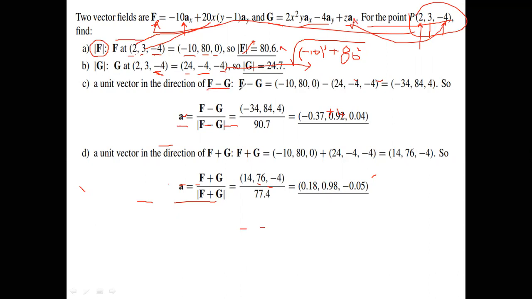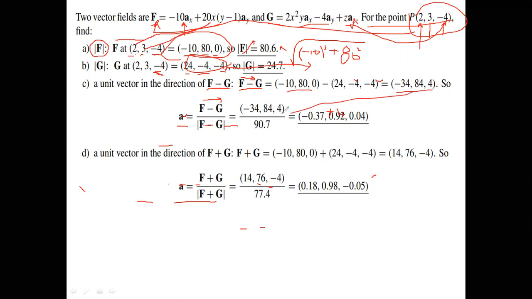Okay, so f minus g, first we have to find the vector f minus g. This is f from here, and this is g vector. So we have to find the f minus g vector first of all. This is f minus g vector. Now f minus g vector divided by the f minus g vector absolute.